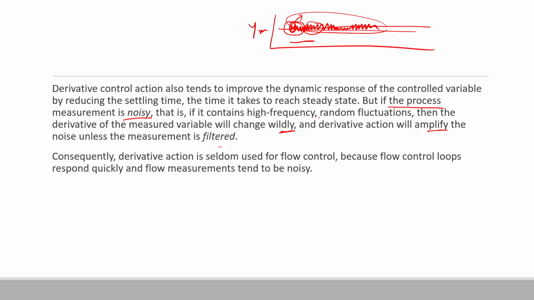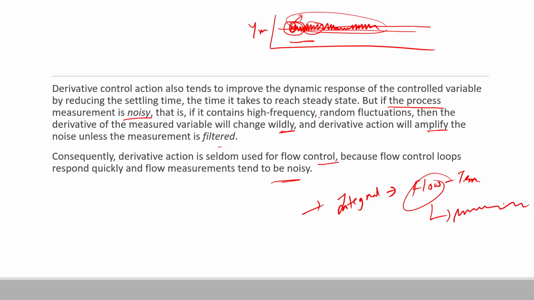Consequently, derivative action is seldom used for flow control because flow control loops respond quickly and flow measurements tend to be noisy. We studied that integral control actions are used for flow control and temperature control, but as mentioned, flow measurements can be noisy and can keep on changing very frequently, and that is why we can't use the derivative action for flow measurements.